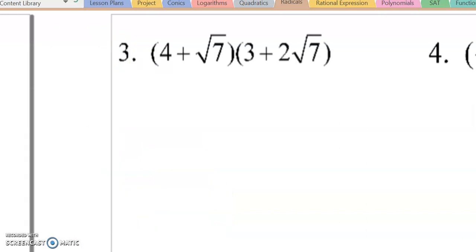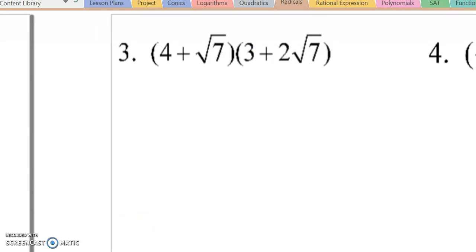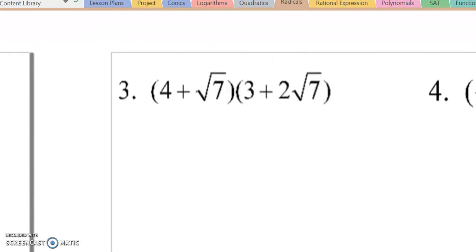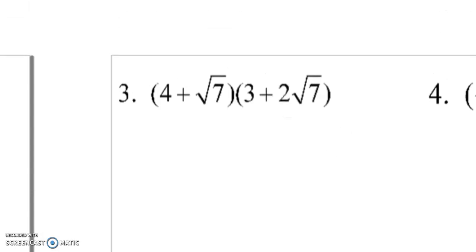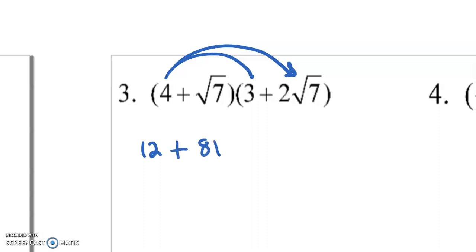And then let's jump over to this one, which would be like a common problem that we'll see. So what do we need to do to this? This is binomial times binomial, which means we're going to have to FOIL. So first times first is 4 times 3, which is 12. Then it's 4 times 2, radical 7, the 2's out in front. So 4 times 2 makes this 8, but the radical stays.